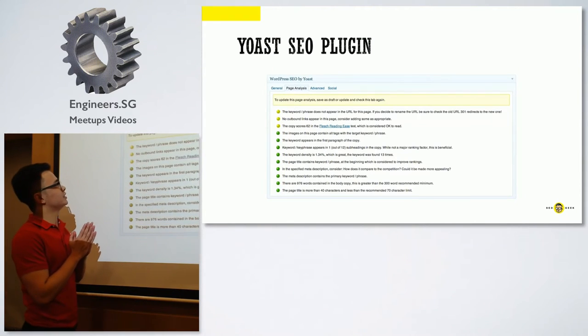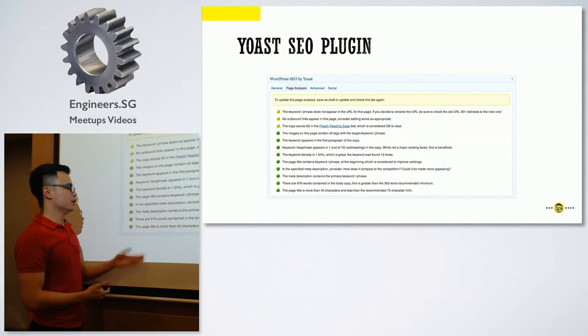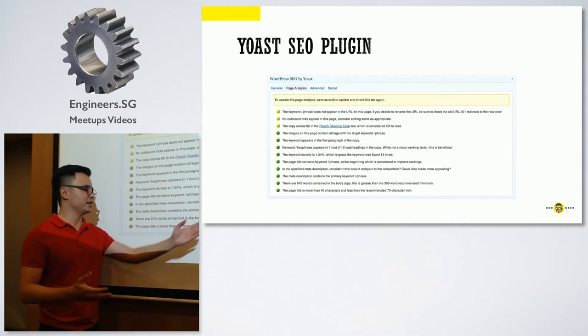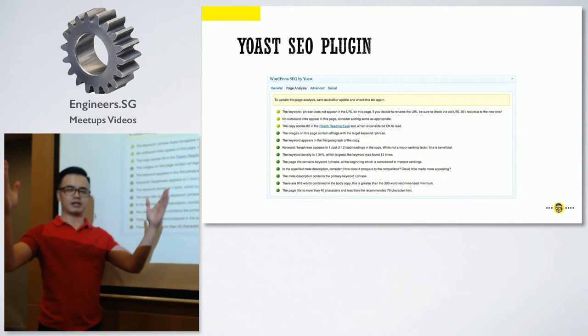So for example, if it's green, it means well done, good job. You have done a good thing. So your title is more than 40 characters, perfect. It's lesser than 70. The maximum limit for Google's results is 70.